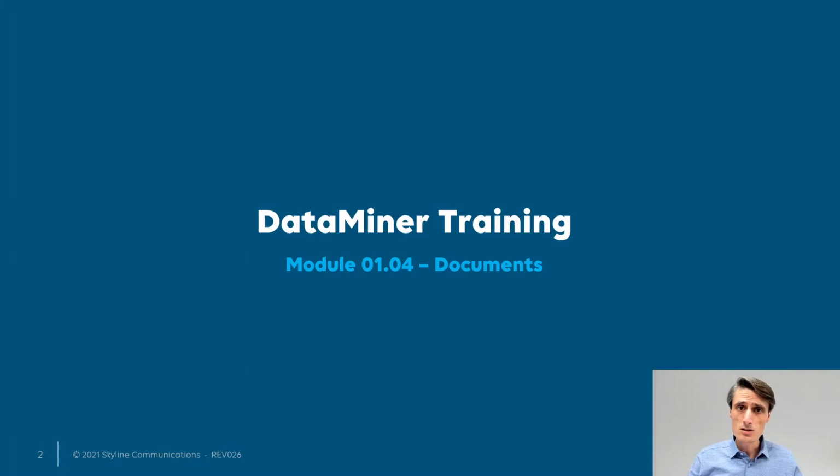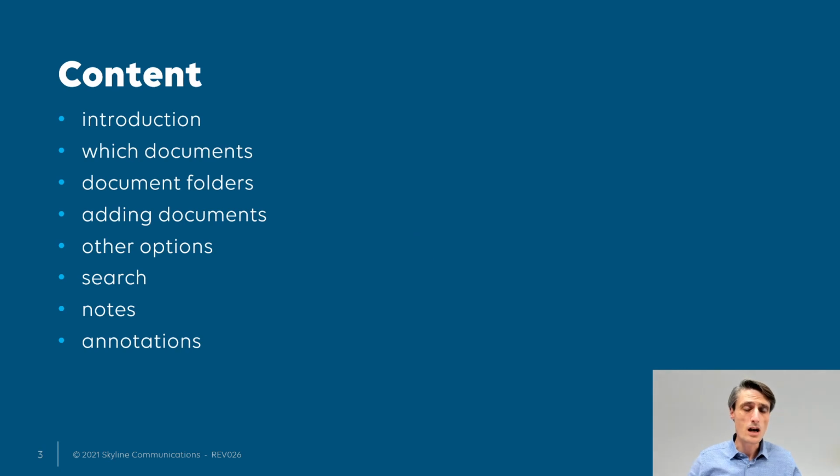Documentation is interesting, of course, to have immediately at hand. So we're going to see how that comes into play in the DataMiner system, which kind of documents we can add. They are organized in folders to keep it a little bit organized. How to add those documents with some additional options. There are also searching capabilities. And finally, we'll take a look at how to add notes to those services, elements, views, and objects I have in DataMiner, and optionally also some annotations.